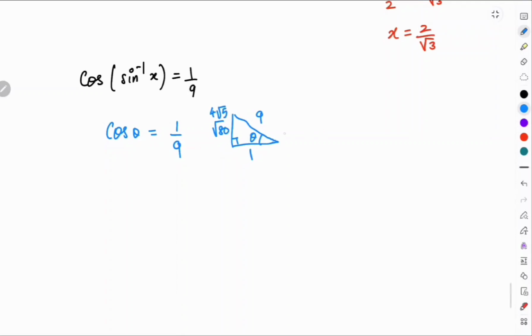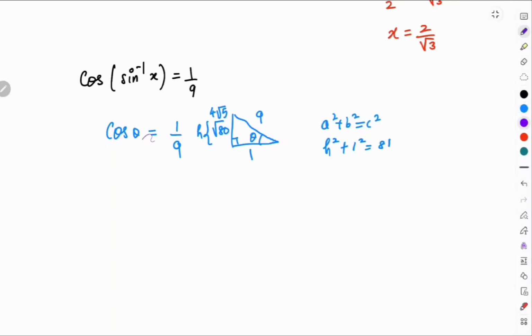Right? How I got that? So you know that a square plus b square is equal to c square, Pythagoras theorem. So if you assume this one as unknown, say like height h square plus 1 square is equal to 81, which is 9 square. So you get h is equal to root 80, which is 4 root 5.